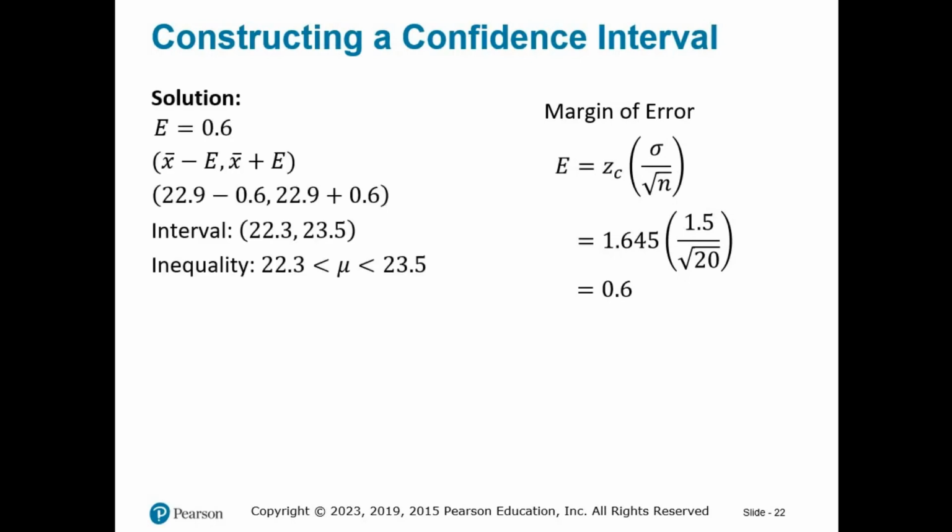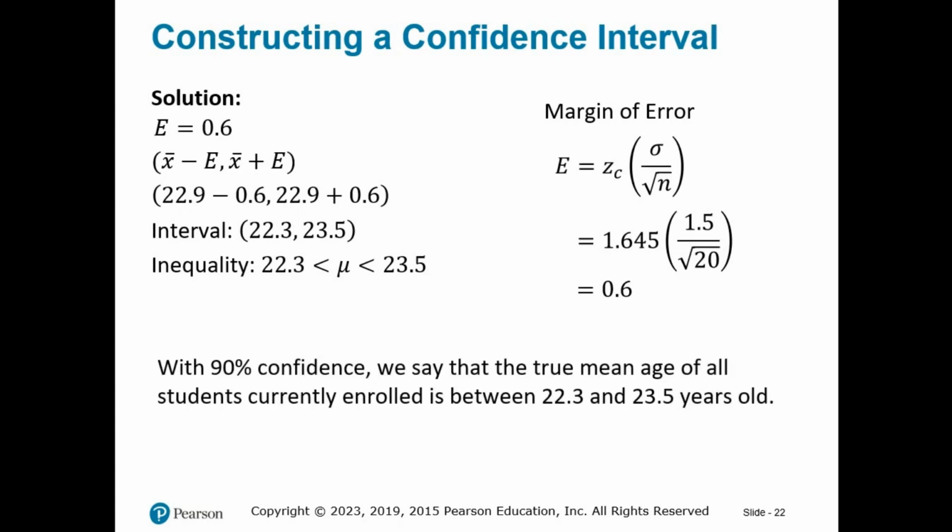Now we need to find our left and right endpoints to create our interval. That means subtracting E of 0.6 from our X bar of 22.9 and then adding it to 22.9. We end up with an interval from 22.3 to 23.5. Or we can write it as an inequality like this. Here's how we would state this. With 90% confidence, we say that the true mean age of all students currently enrolled is between 22.3 and 23.5 years old.